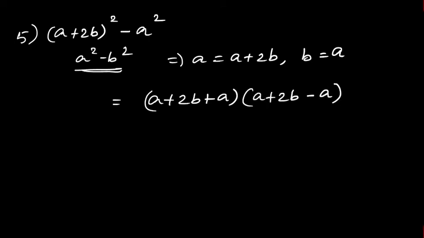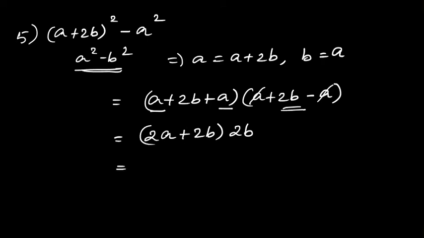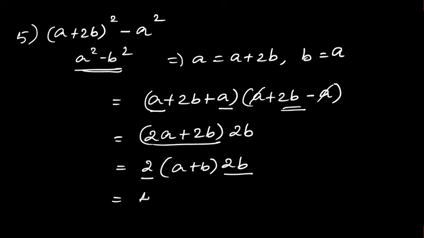So the next step, you have a. So a plus a will get 2a plus 2b, and here plus a minus a will get cancelled and you have 2b here. So the next step, you can take 2 common from here. So you'll get 2 into a plus b into 2b. So we can multiply 2 and 2b, will get 4b into a plus b.